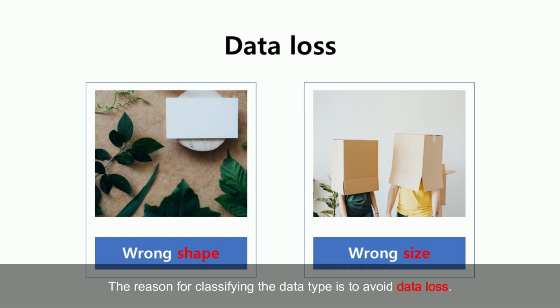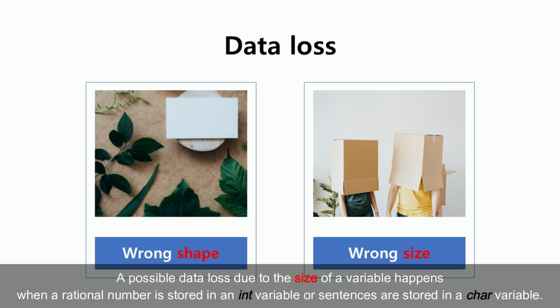The reason for classifying the data type is to avoid data loss. Data loss occurs when the size or shape of the variable for data is incorrect. A possible data loss due to the size of a variable happens when a rational number is stored in an int variable or sentences are stored in a char variable.